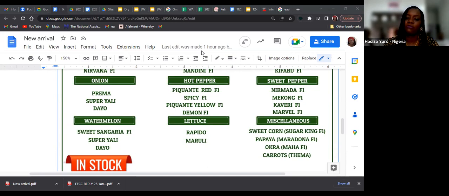Then for papaya, we have Maradona F1. If you love football, you know who Maradona is. He cannot be dribbled, right? So for our papaya, no papaya can be dribbled if you compare it with ours.